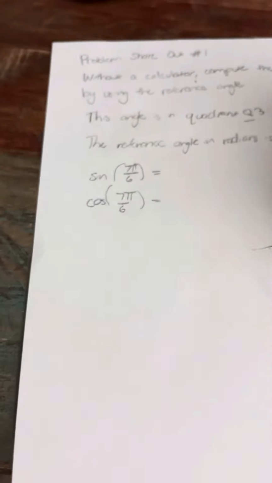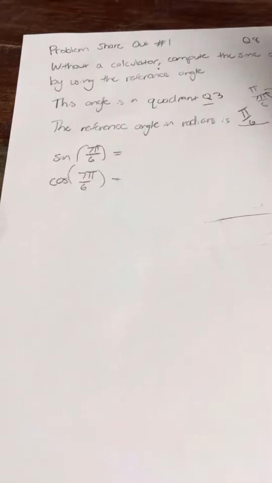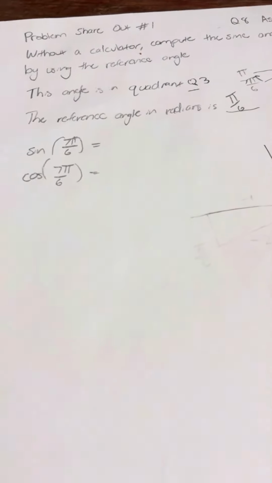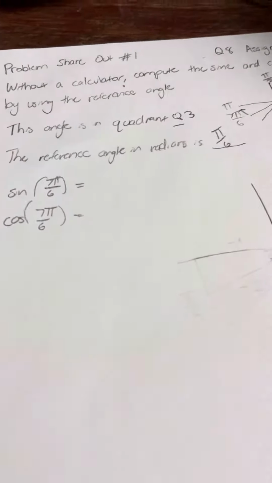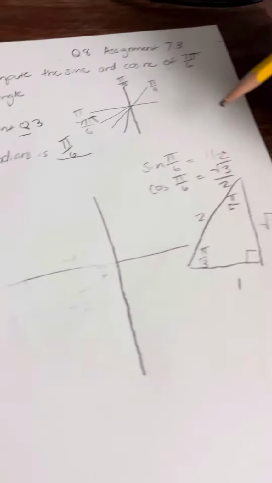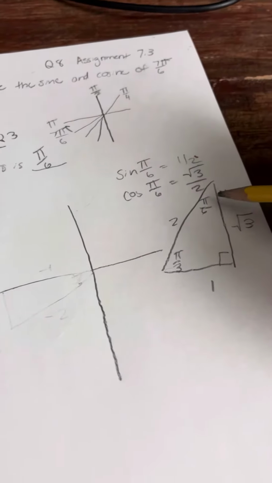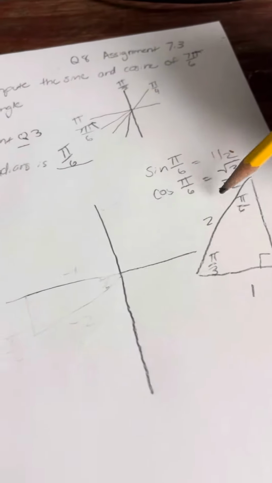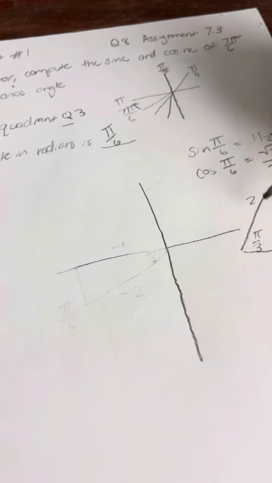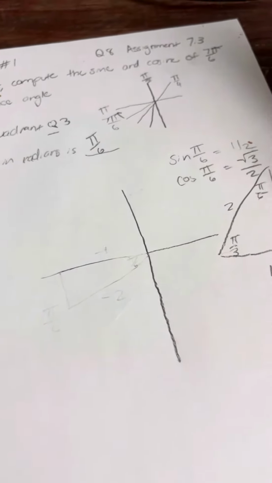And so now that we have the reference angle and we know the quadrant, what we need to do is find the sine and the cosine of 7 pi over 6. So the reference angle would be pi over 6. And so if we look at sine of pi over 6 right here, it's going to be a 30-60-90 triangle in which the formula is 1 down here, 2 down here, and square root of 3 across.